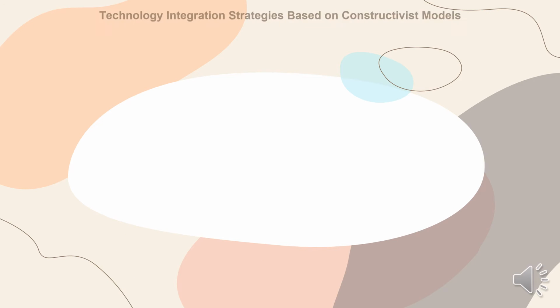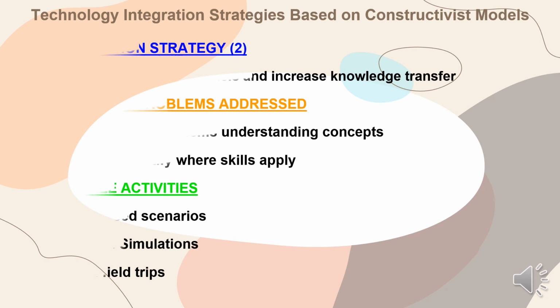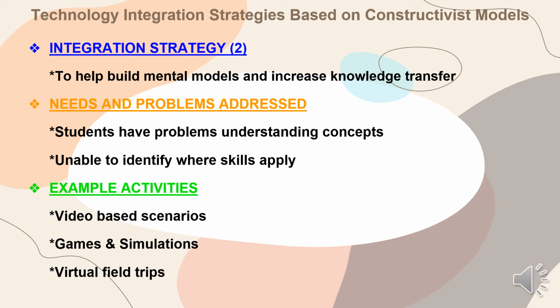The second strategy for technology integration based on constructivist models is, if you want to help build mental models and increase knowledge transfer, the needs and problems addressed here are students that have problems understanding complex or abstract concepts, or they're not able to identify where skills apply to real life. And you know, real life is key to constructivism. We have to make the connection. If the children are not making connections, how are they going to function in a 21st century world or be able to be college and career ready?